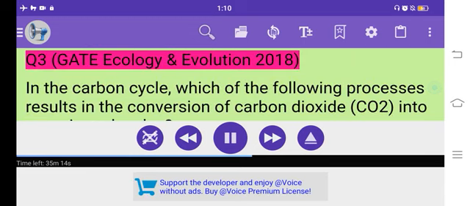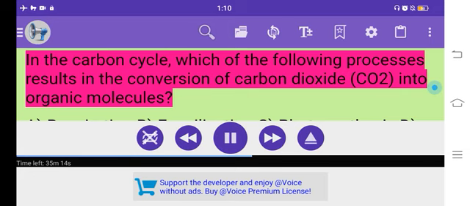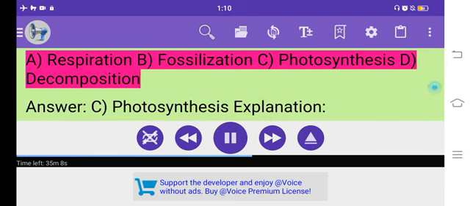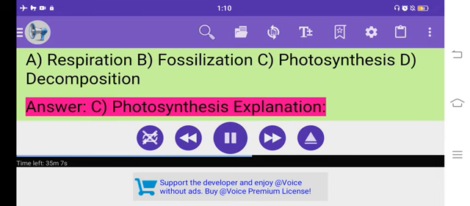Q3, GATE Ecology and Evolution 2018. In the carbon cycle, which of the following processes results in the conversion of carbon dioxide, CO2, into organic molecules? A. Respiration. B. Fossilization. C. Photosynthesis. D. Decomposition. Answer: C. Photosynthesis. Explanation.